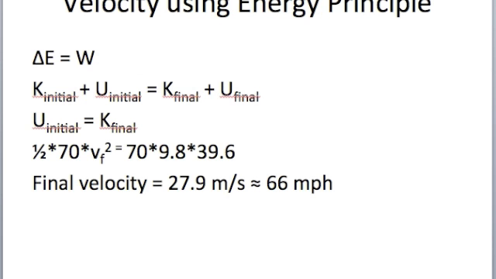So here we apply the energy principle in order to find the final velocity. The work is zero, so that means that the change in energy of the system is zero. And we only have final kinetic energy and initial potential energy. So when we do this calculation here, we find that the final velocity is 27.9 meters per second, which is approximately 66 miles per hour.